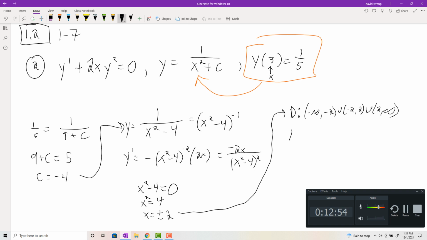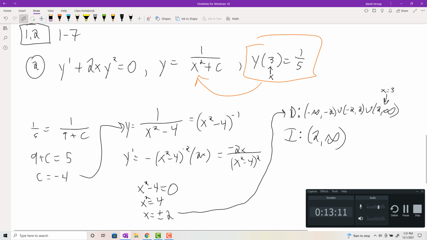But the interval of definition, which is what I need for the last part for full credit, I need the interval that contains the initial condition. So I need the interval that has 3 in it. So x equals 3 is in the rightmost interval. That will be my interval of definition.